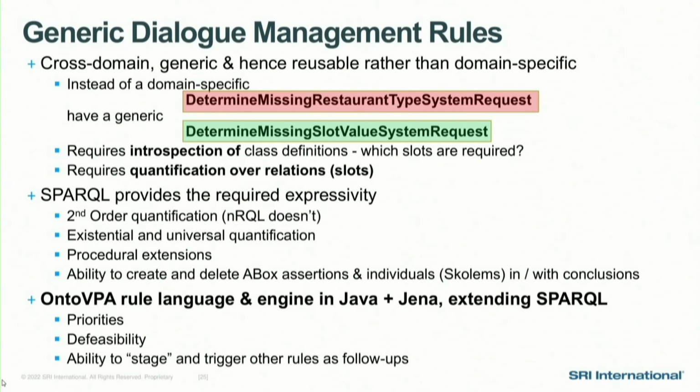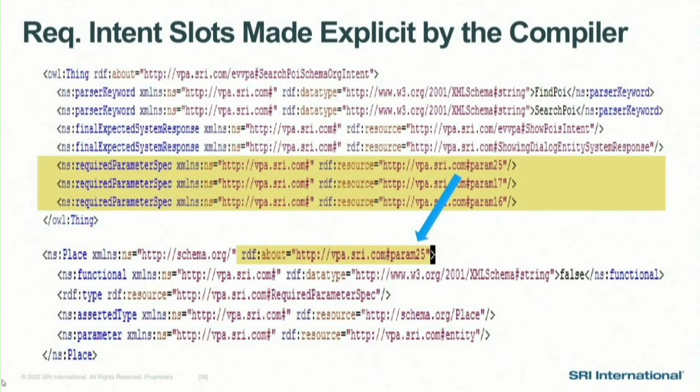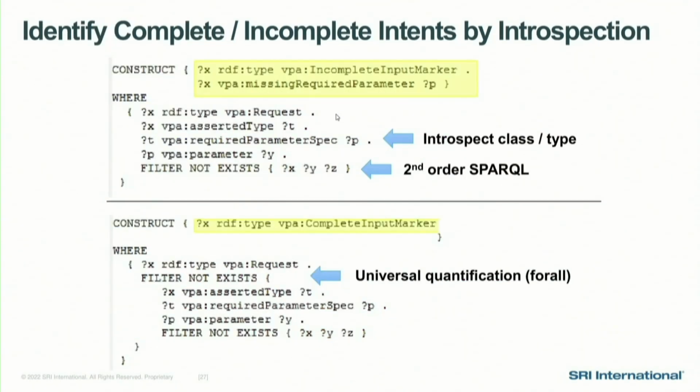Such a SPARQL rule would need to know which slots are required and which are optional for each class. The Ontology-VPA compiler makes this information explicit, as shown on this slide. Here's a SPARQL rule that identifies and flags all required but still missing parameters on the current request x. By looking at the asserted type t of x and the required parameters which are declared on a class level for t, it identifies all parameters, all slots y, which are not yet found on x. So if x does not have a slot value for y yet, then x, the request, is marked as incomplete, and also the missing required parameter is flagged. So a follow-up rule can then inquire the user to specify the missing required parameter for x.